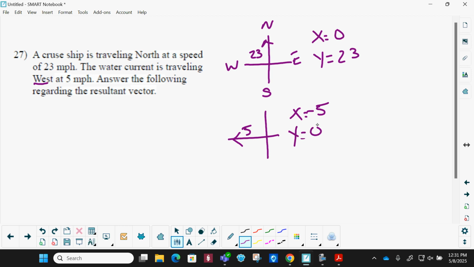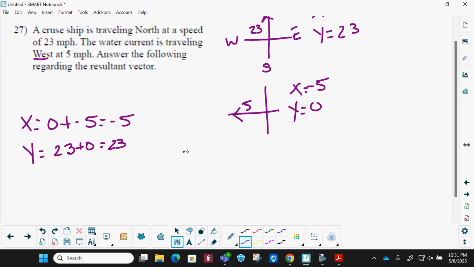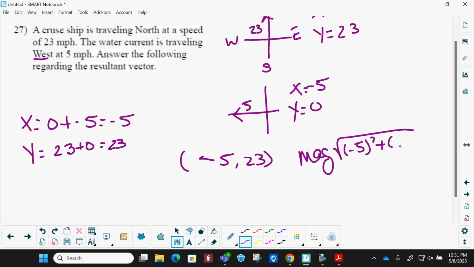Okay, so add our x's. 0 plus a negative 5 is negative 5. And y equals 23 plus 0, which is 23. Okay, there's my component. Magnitude is going to be negative 5 squared plus 23 squared. And I get 23.5.